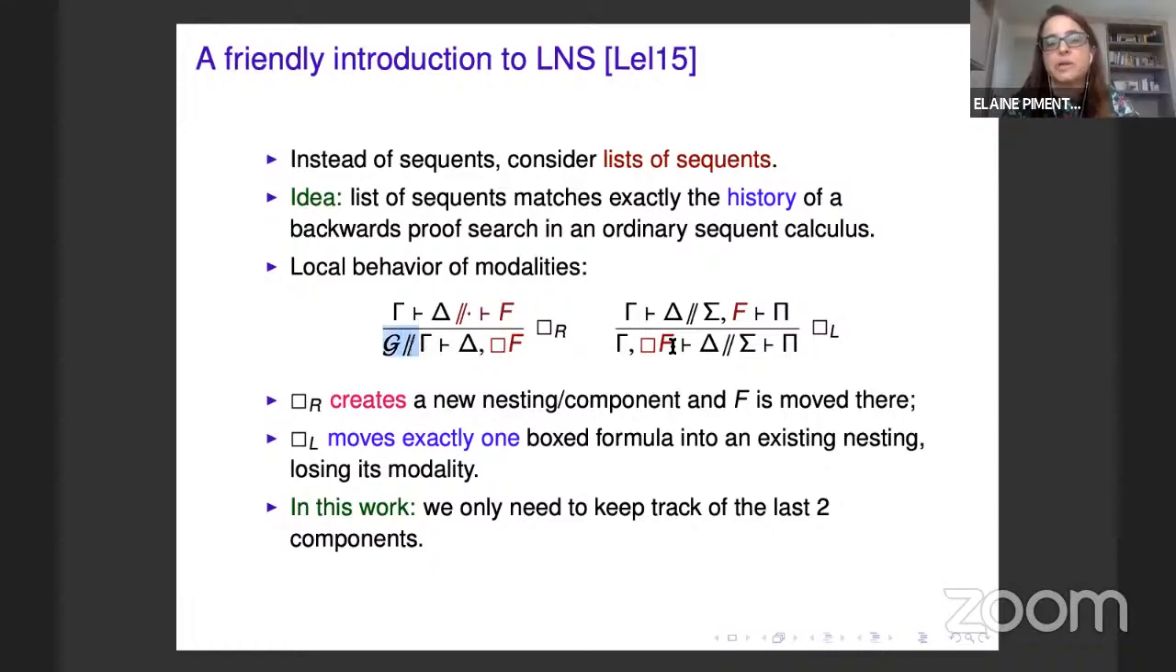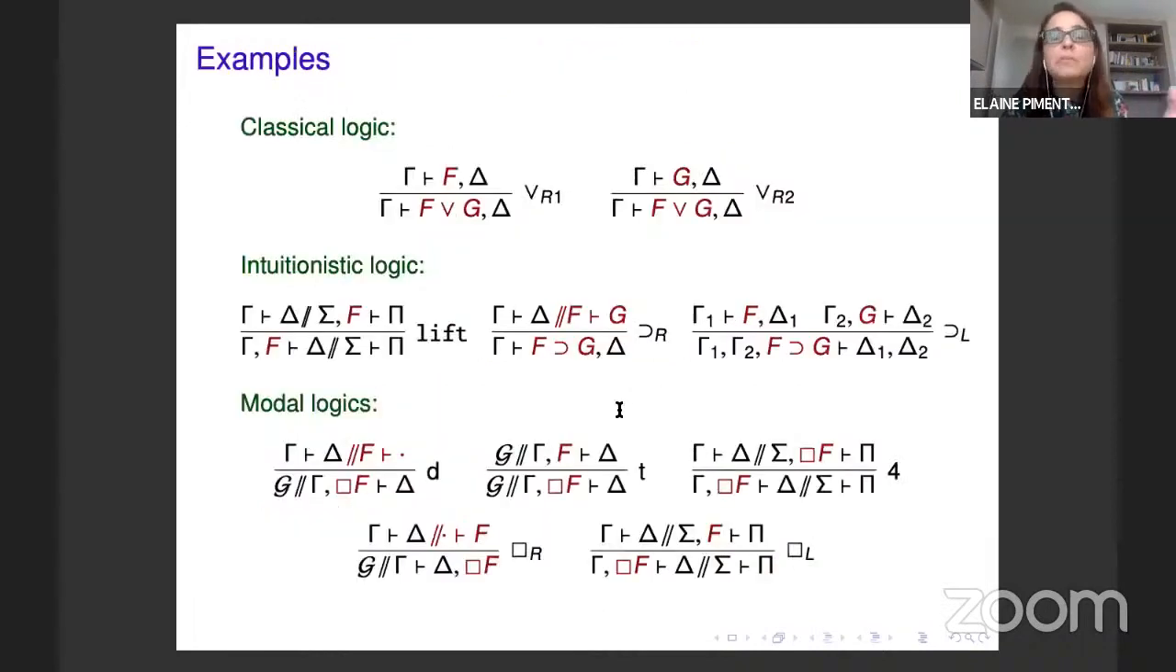So I trash the history. And box left is going to have only two components. So box left, I just take the formula box F and then I move up with F, and that's the thing. All the systems I'm going to deal with today have this. There are some that you cannot, but I'm not going to talk about them. And then I put here some examples.